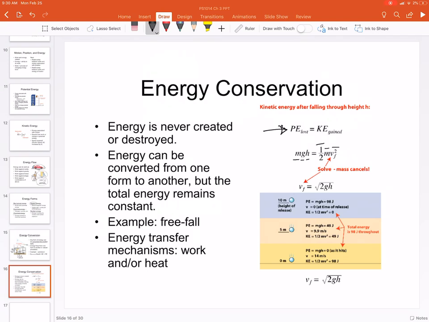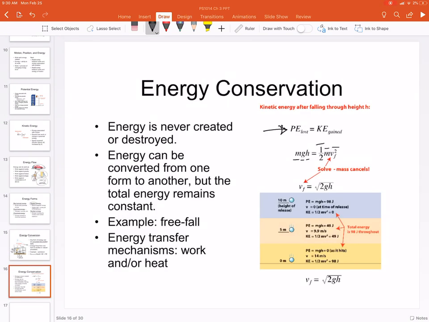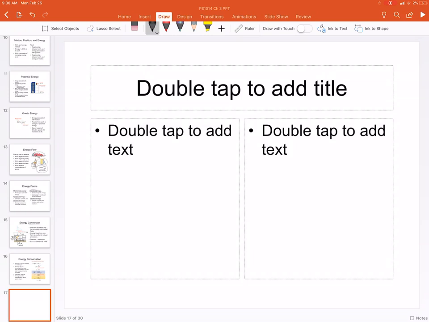So if you go back to this bowling ball situation, at this point right here, we could solve for what the velocity was. At this point right here, we could solve for what the velocity was. In order to do that, we just have to rearrange this equation. So I'm going to show you that here in a minute. Actually, I'll show you that right now. Okay, so let me just do this really quick so I can write on this.